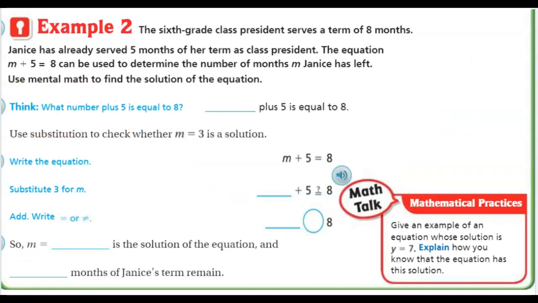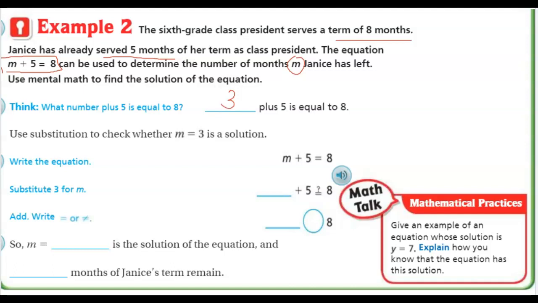Example 2. The 6th grade class president serves a term of 8 months. Janice has already served 5 months of her term as class president. The equation m plus 5 equals 8 can be used to determine the number of months Janice has left. Use mental math to find the solution of the equation. So think what number plus 5 equals 8, and it would be 3, because 3 plus 5 is equal to 8.